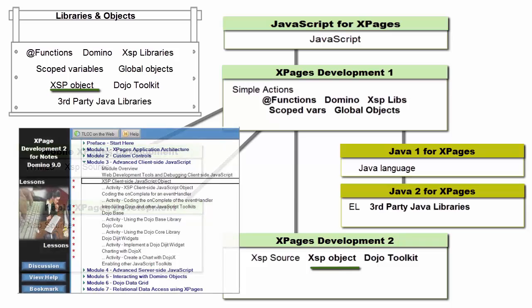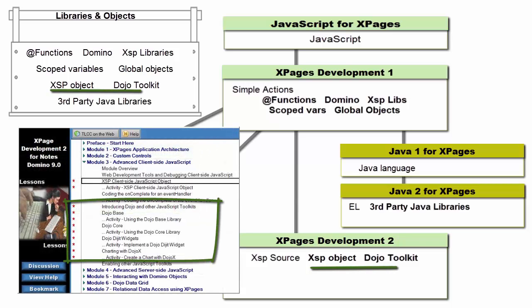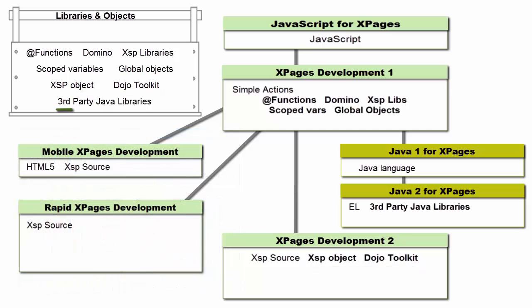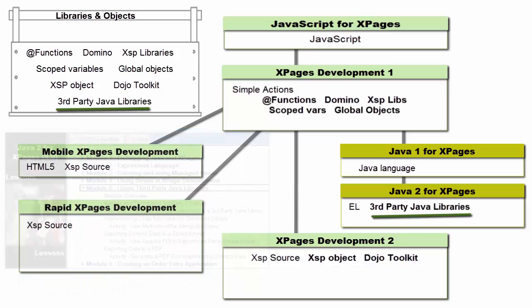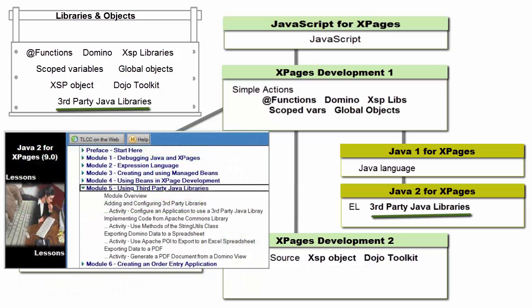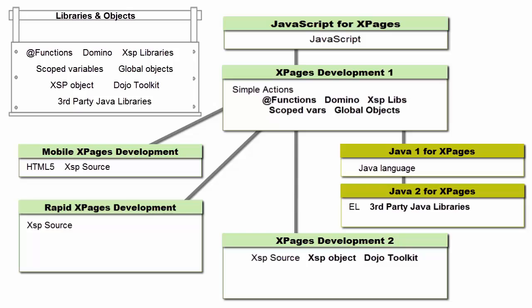The client-side XSP object is covered in our XPages 2 course, and that's where we also cover the many useful tools and modules available in the Dojo Toolkit libraries. In our Java 2 course, we show how to add and configure third-party Java libraries like Apache Commons and Apache POI to export data to a spreadsheet, and the Apache FOP project to export data to a PDF.